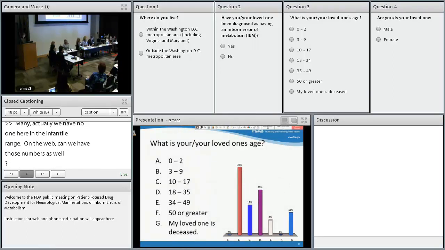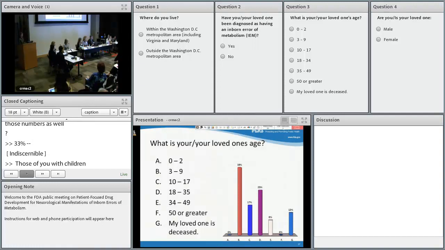A lot of them, 33% 3 to 9, 25% 10 to 17, and 23% 18 to 34. Okay. All right. So those of you with children or anyone, you can of course think back to that infantile stage, the young adults, but the young infants. But we do have a very nice spread otherwise.